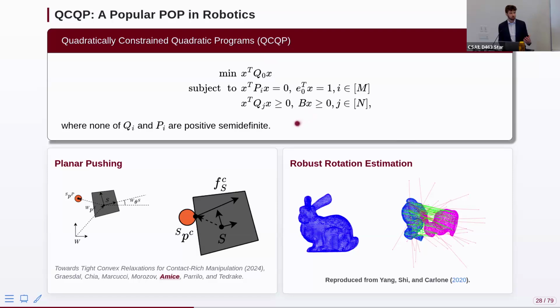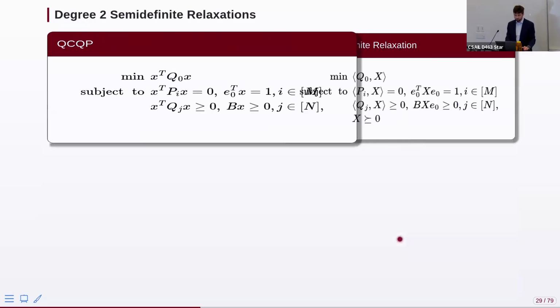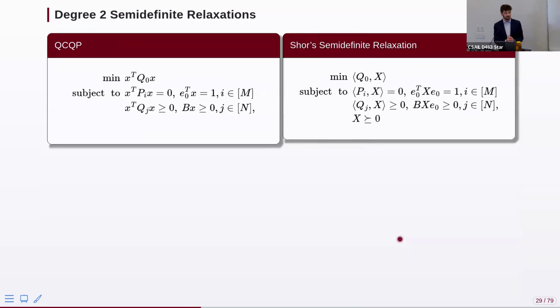And these are the class of programs that Bernard used to describe the mechanics for the planar pushing task I keep showing. And it's also the class of problems that several researchers have been using to do robust rotation estimation. In this problem, I have the blue point cloud of the bunny, and I'm trying to figure out how it matches up or aligns with the pink point cloud. These are going to be the two examples that I run with for this particular problem.